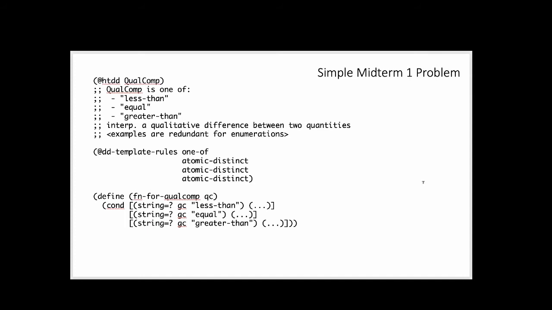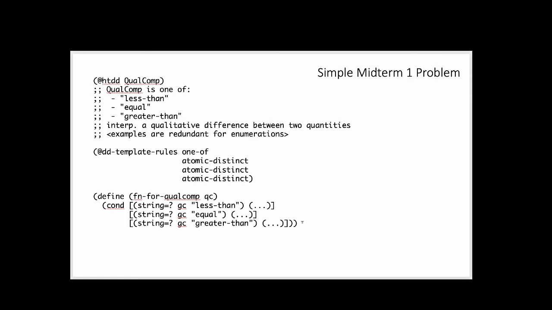So this was basically in about week 5 of our course. And the first thing you see is this thing, @HTD QualComp, which means the next part of the program follows the how to design data recipe, what we call the how to design data recipe, for a type called QualComp. And we've got the type comment. We've kept that exactly as it is in the books.